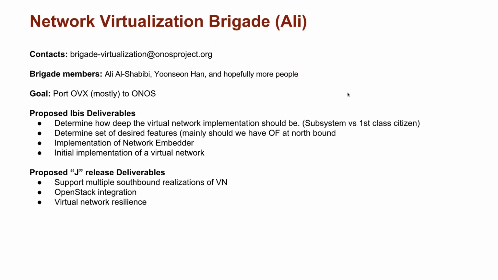That's for Ibis, and beyond that, the idea is to show that we can provide multiple different southbound backends for the virtual network mechanism, and then use this to integrate with OpenStack, OPNFV, and other mechanisms.